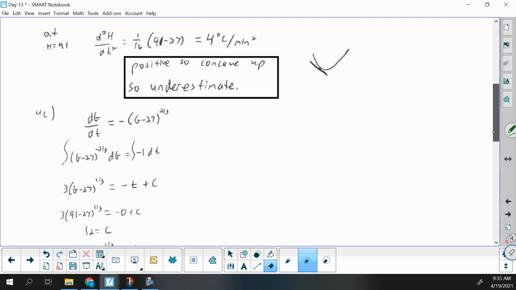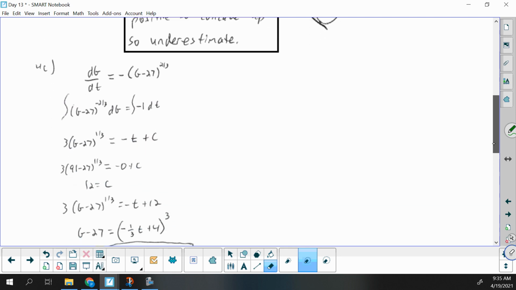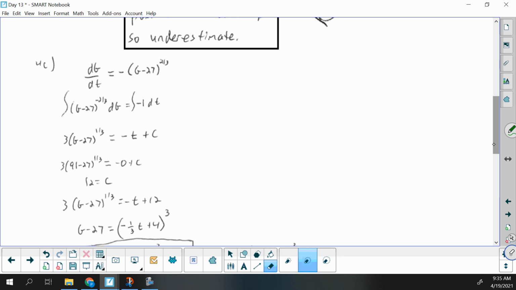And then in 4c, they're giving us dg over dt. To solve it, we've got to solve the differential equation. So I left the negative on the right, the -1, and I divided over the g minus 27 to the 2/3 and multiplied the dt over to the right. I just wrote that as g minus 27 to the -2/3. We'll take the integral of both sides. Technically, that's a u substitution on the left, but since your coefficient is 1, there's no correction.